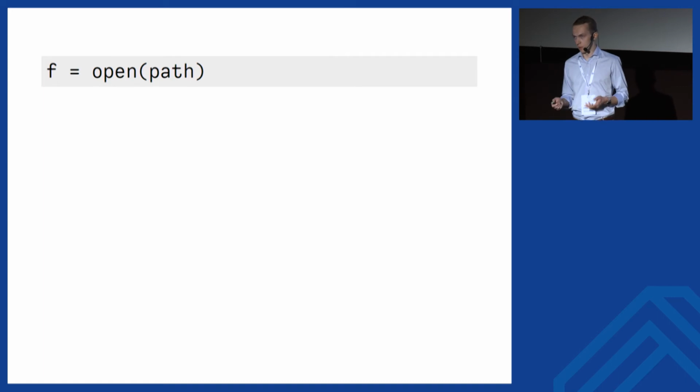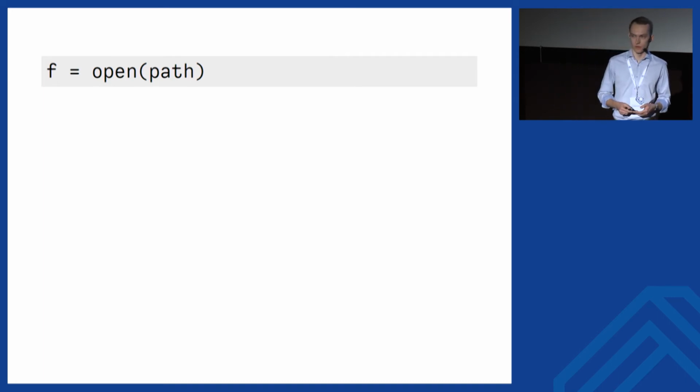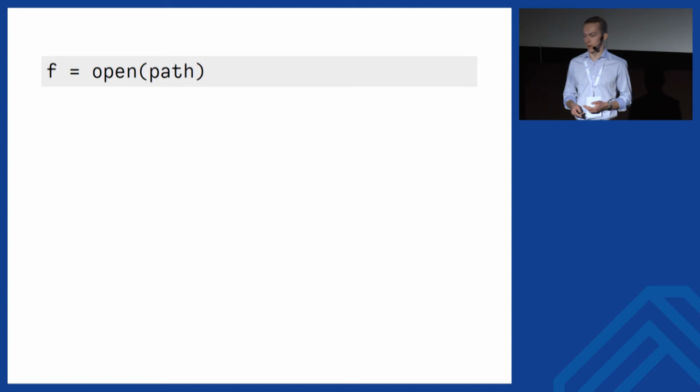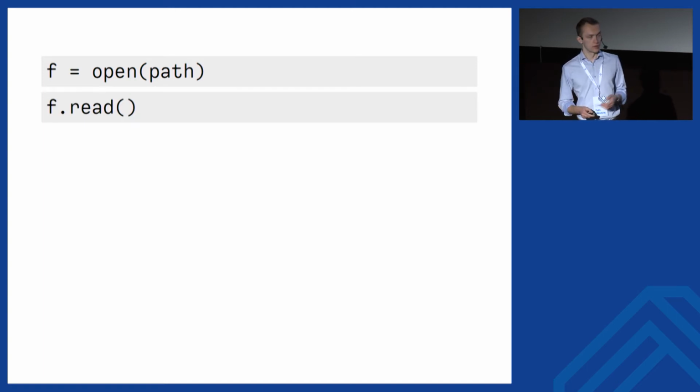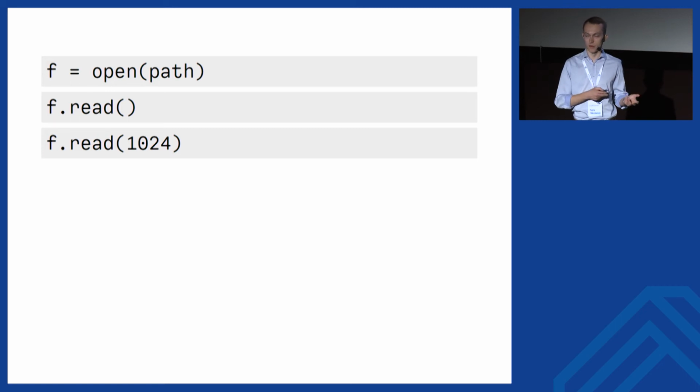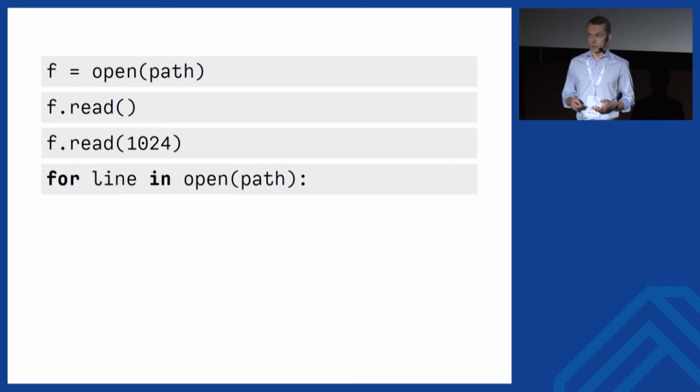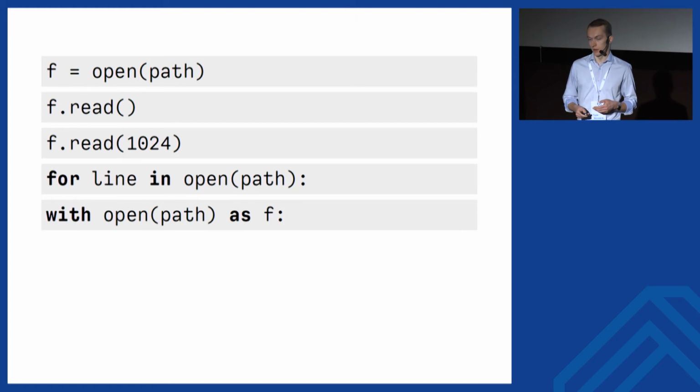You open files with the open function, which accepts the path of the file, opens it, and returns a file object from which you can read. If you call it like that, you will read the entire file. You can read a certain number of bytes. You can iterate over it line by line. You can use it as a context manager, which means after that you define the with block, and when Python exits this block, it will close the file gracefully.